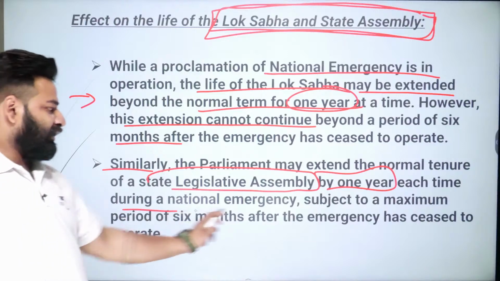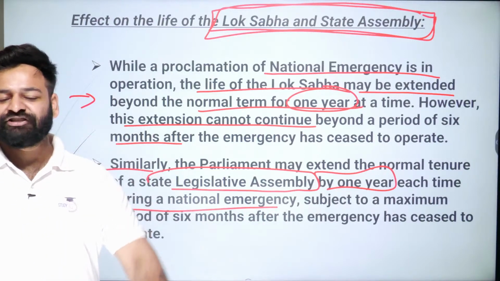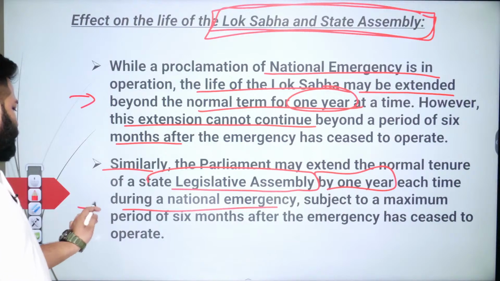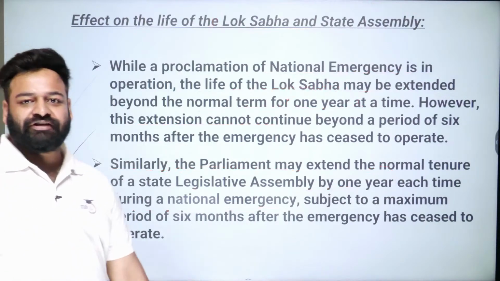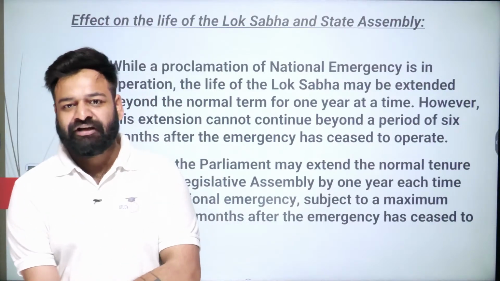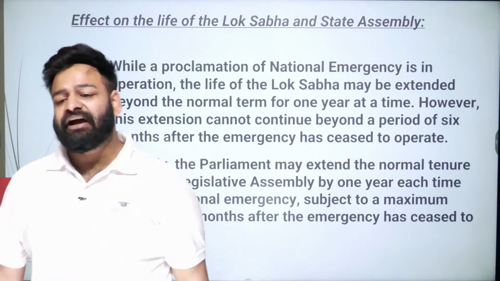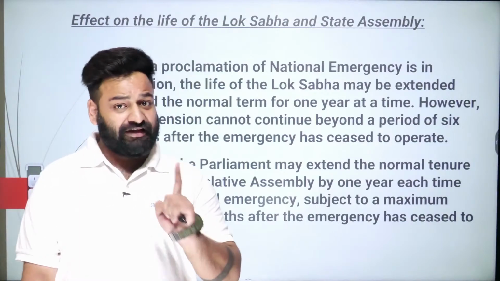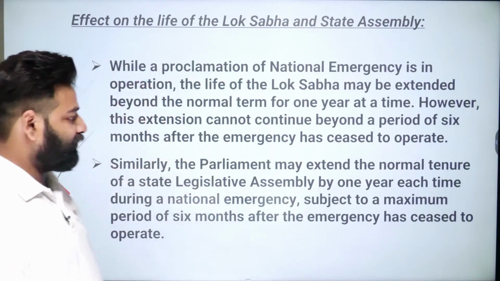Similarly, the Parliament may extend the normal tenure of any state legislative assembly by 1 year during a national emergency. Maximum by how much? 1 year. So the effects on the tenure of Lok Sabha and state legislative assembly: it can be extended for 1 year at a time. 1 year maximum at a time, right?